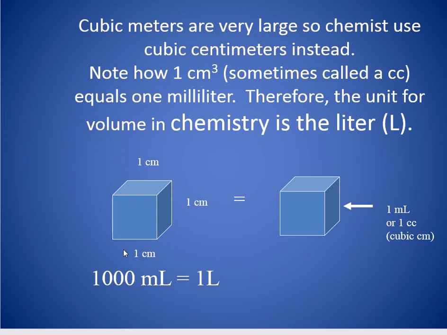Okay, one thing I want to mention real quick is why we use the liter as our basic unit for volume in chemistry. Cubic meters are very large, and in the chemistry lab, we're going to basically be using tiny units normally. So we're going to cut that down to what we call a cubic centimeter, sometimes called a cc. If you guys work in the medical field, you'll recognize that term. A cc or a cubic centimeter is also equal to 1 milliliter. So a milliliter is the 1,000th of a liter. So we use the liter as our basic unit for volume.